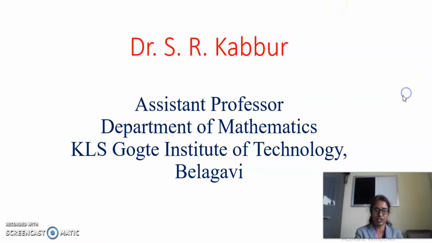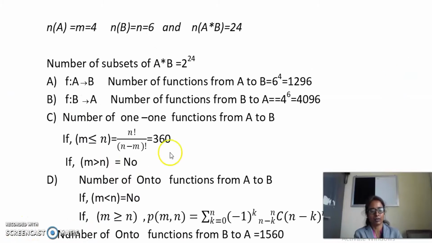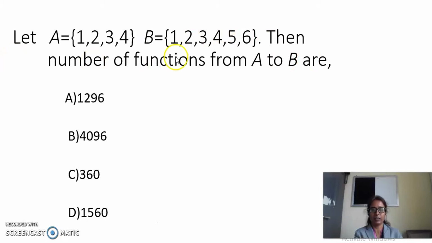Relations and functions. The first question to start is: let A be a set with 1, 2, 3, 4 as elements, and B be a set with 1, 2, 3, 4, 5, 6. How many functions are defined from A to B? The options are 1296, 4096, 360, 1560. Now, how do we define a function? Let it be a function from A to B. A is the domain, B is the codomain.